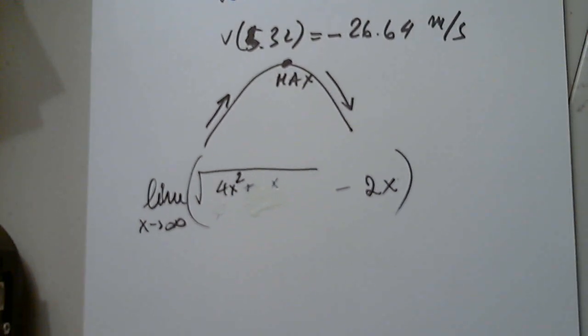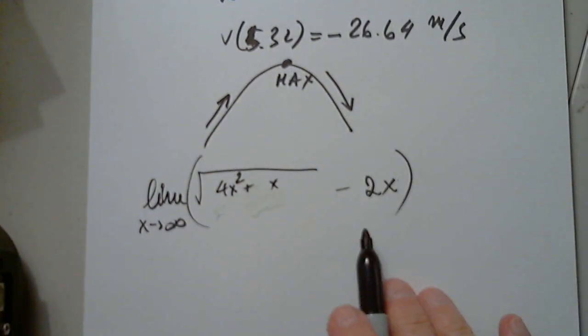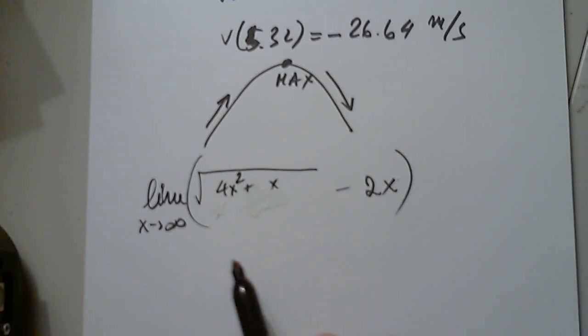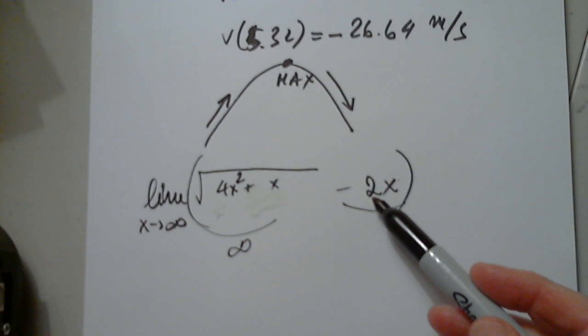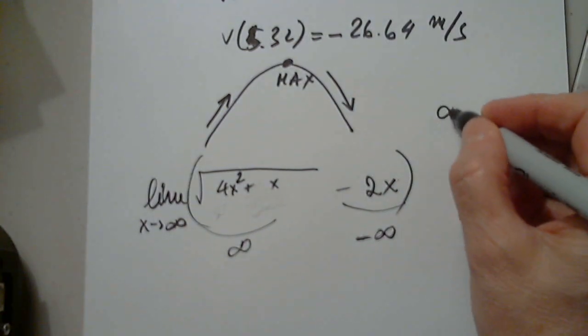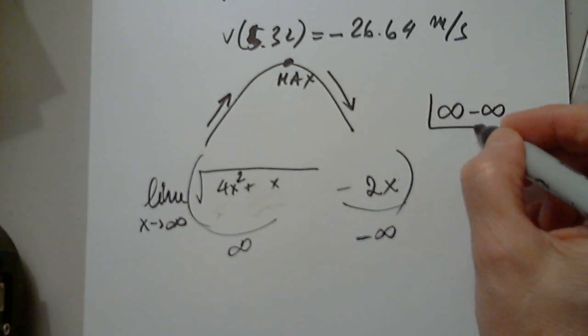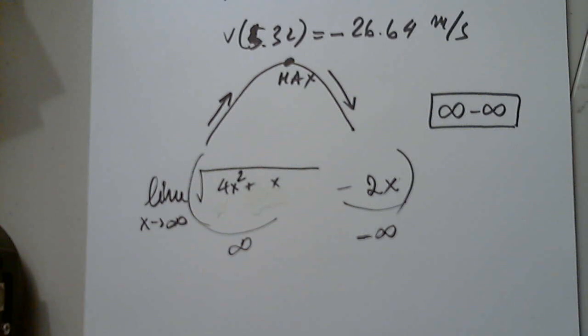So this is a typical situation for rationalizing, as long as this is an indeterminate case. See, this piece approaches infinity. But this piece, negative 2 times infinity, is negative infinity. But this is a problem. This is an indeterminate case. In other words, no clue. It can be 1500. We don't know.